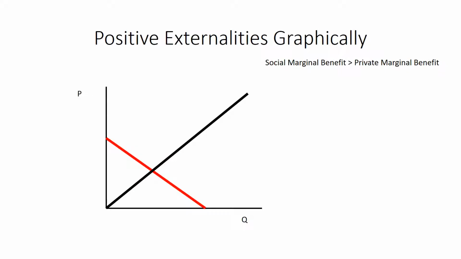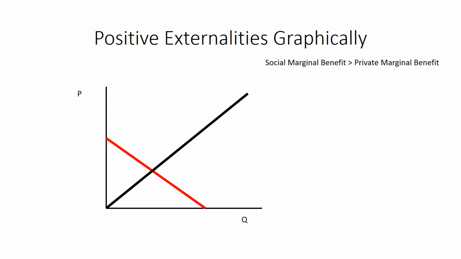Now we're going to look at how we view positive externalities graphically. Now, a positive externality is where the social marginal benefit curve is greater than the private marginal benefit curve. And I'll show you what I mean by this in a second.